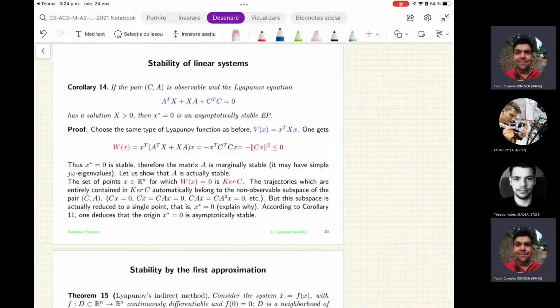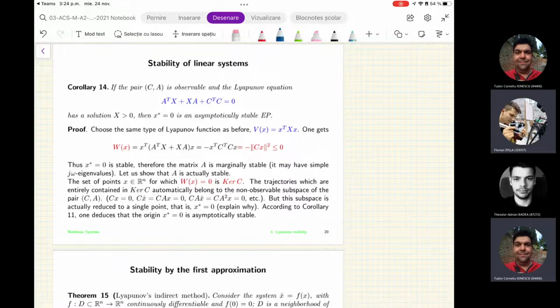I'm not sure if you remember what observability and controllability are from linear systems. Do you remember that? Yes. Okay. Cool. I know what it means in a more general explanation, but I don't know how to check for both.